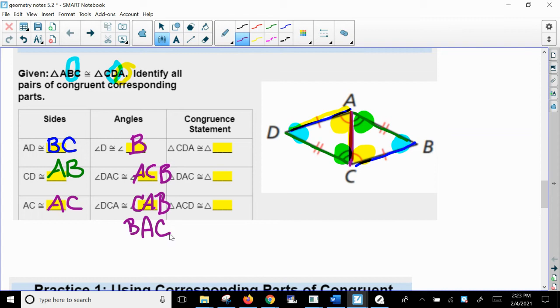Congruent statement. CDA, we already said CDA is congruent to ABC. Already said that. Now we're mixing up the letters. BAC, DAC, so BCA, like that. ACD, see that? ACD, CAB. Pow.